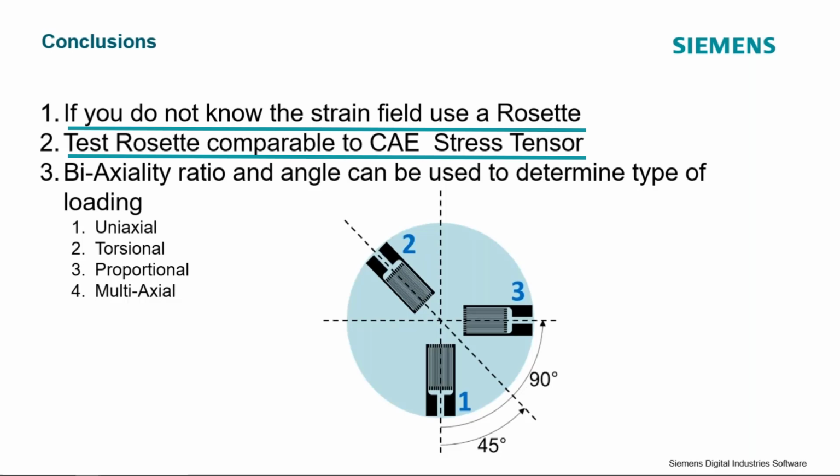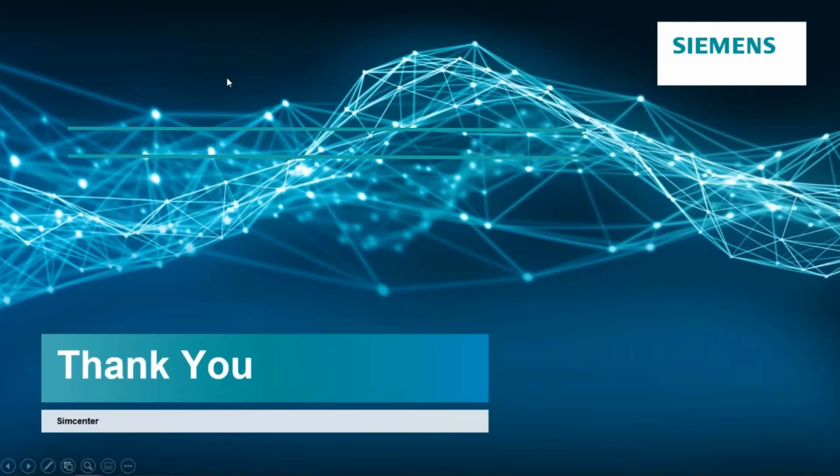So again, with the rosette, we can compare the strain tensor that we calculate to the CAE stress tensor. We can calculate a number of very commonly used CAE metrics for evaluating the durability of a test object. And we can use a rosette to determine the type of loading that our device under test is experiencing. Okay, that's all I had today.